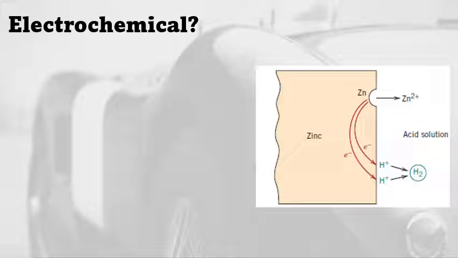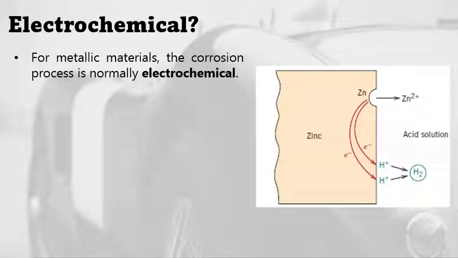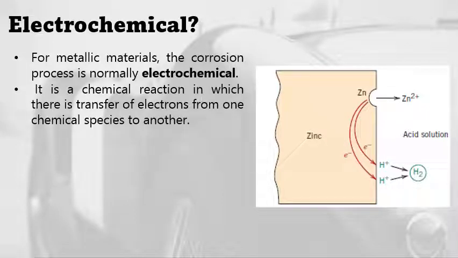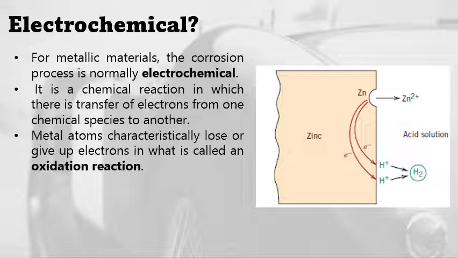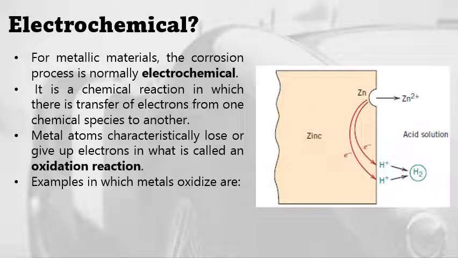What does electrochemical mean? For metallic materials, the corrosion process is normally electrochemical. It is a chemical reaction in which there is a transfer of electrons from one chemical species to another. Here, metal atoms characteristically lose or give up electrons in what is called an oxidation reaction. Examples in which metals are oxidized are in the oxidation of iron, as well as in aluminum.